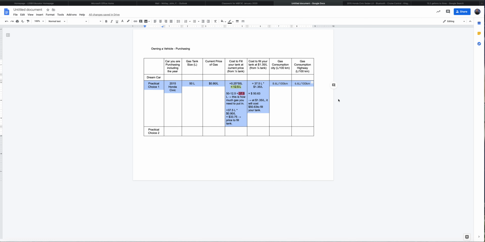Ultimately the goal is how often are you going to have to fill your tank, right? And is your practical choice actually practical? It will be relative to your dream car. Most dream cars are probably not as fuel efficient as some of the practical choices, I would say. You can see that in the differences in these numbers, how much gas they burn for every 100 kilometers driving in the city versus driving on the highway. So I want you guys to do this 3 times, find 3 different vehicles.